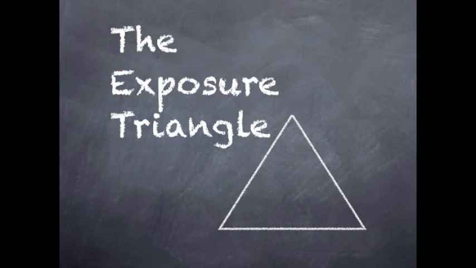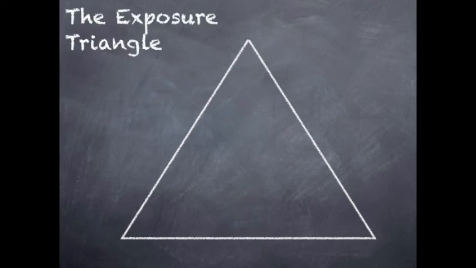Well, now that we have a sense of the three things that control exposure, shutter speed, aperture, and ISO, let's take a look at how they interact using something called the exposure triangle. The exposure triangle allows us to take a look at this interaction or the relationship between these three things.